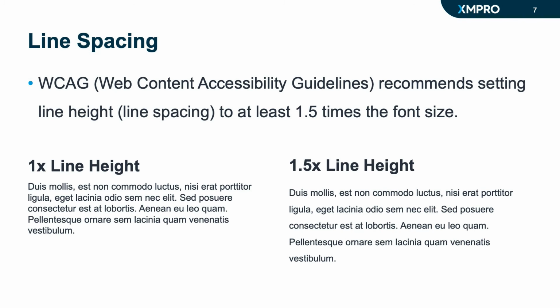Now let's look at line spacing. The Web Content Accessibility Guidelines, which also include the contrast ratio recommendations, recommend setting your line height or line spacing to at least 1.5 times the font size. So what does this mean? Well, if you look at the examples below, you'll see that the font size is 16 pixels with 1x line height. So the line height for the text on the left is also 16 pixels. 1.5 times the line height is going to mean that the line height is now 16 pixels times 1.5, which is 24. You'll see an example of this on the right. This adds more breathing room between text and also helps to improve readability.